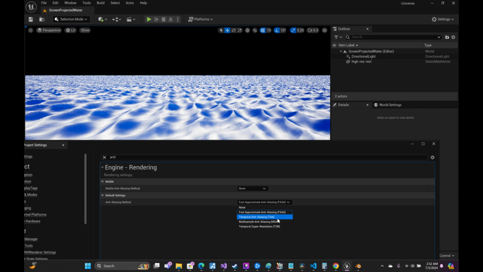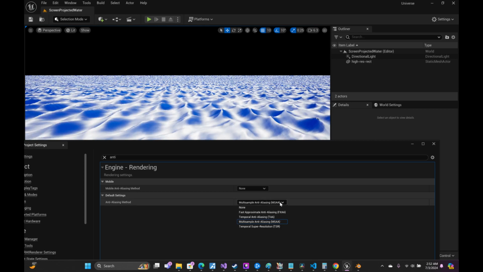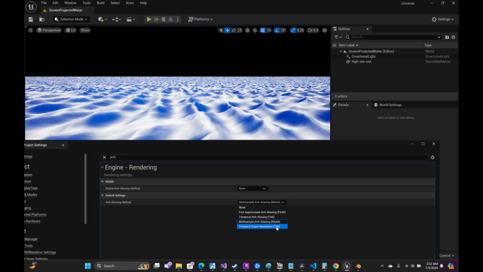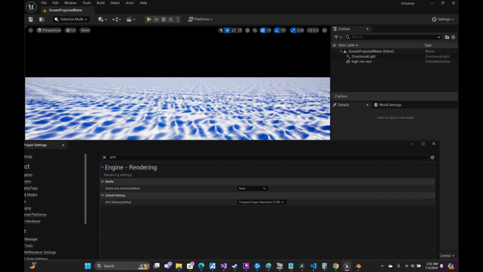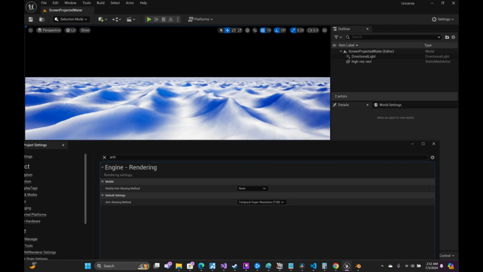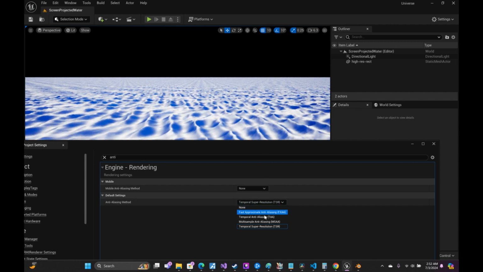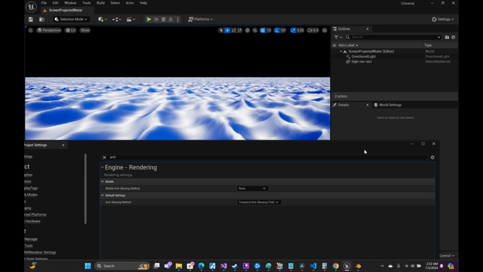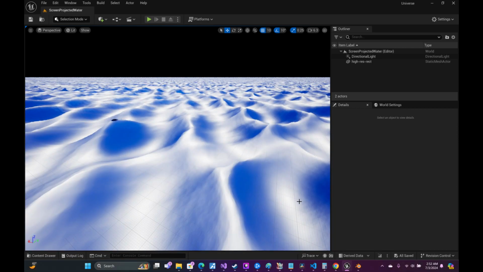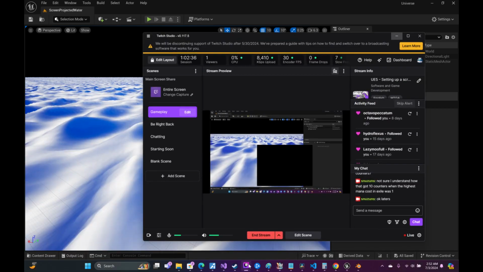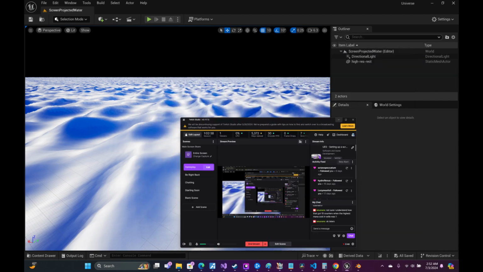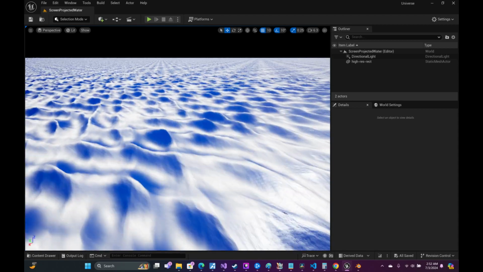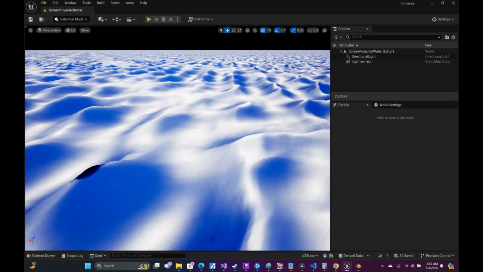There's issues with the anti-aliasing, which is what he mentioned. Temporal super resolution seems to pretty much fix it. Temporal anti-aliasing is also not too bad. We got our proof of concept here.